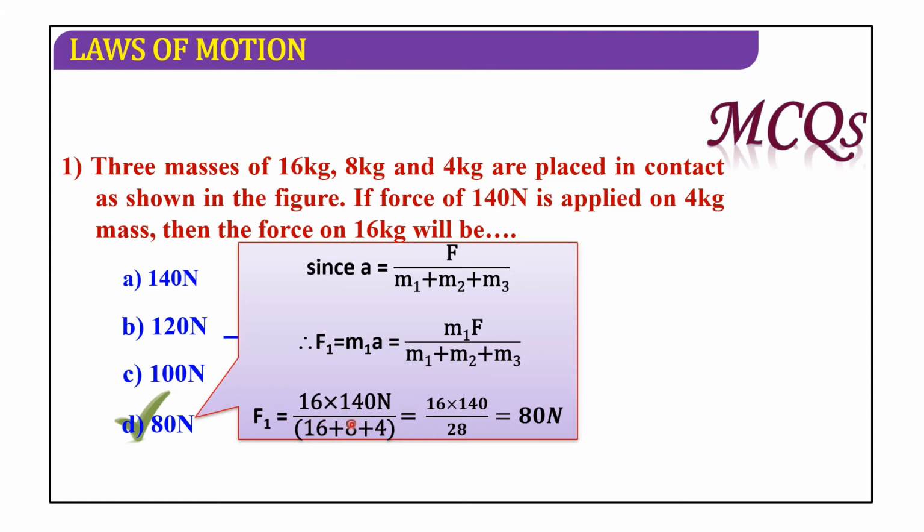So here 16 into 140 by 16 plus 4 is 20, 20 plus 8 is 28. After cancellation we get 80 newtons. 7 2s are 14, 7 4s are 28, 4 5s are 20, 16 5s are 80 newtons. So the force on the 16 kilogram mass will be 80 newtons. Fourth option is correct.